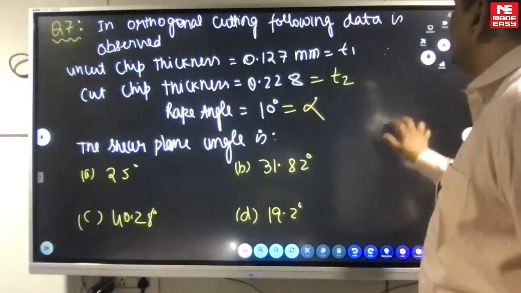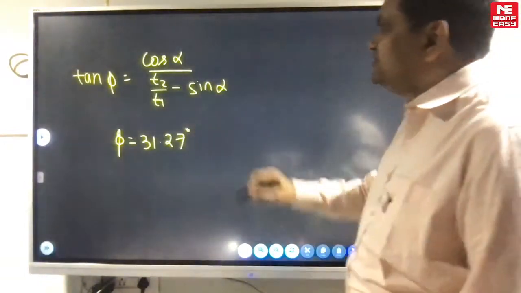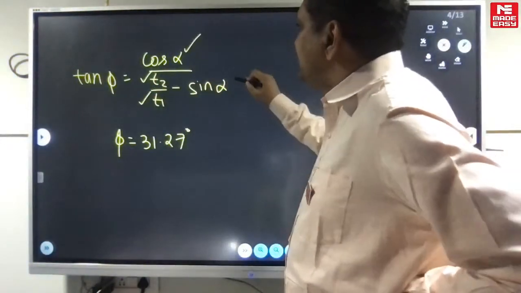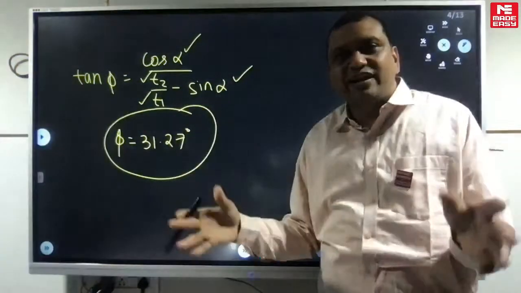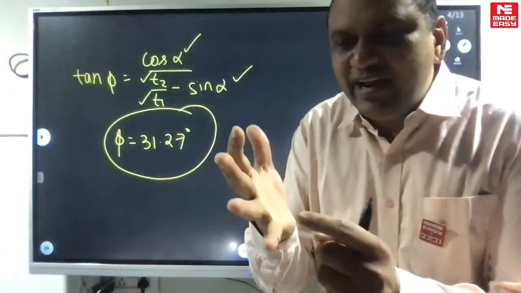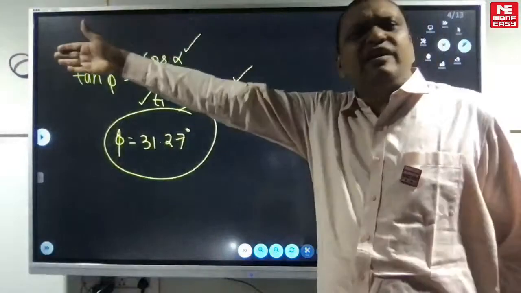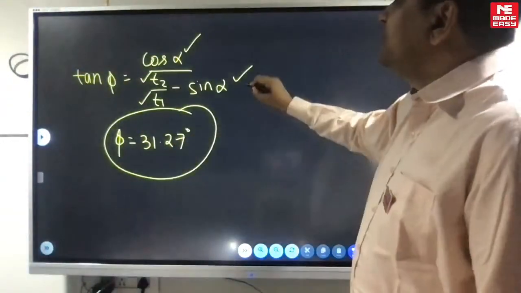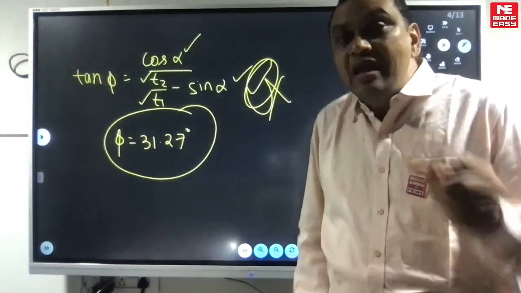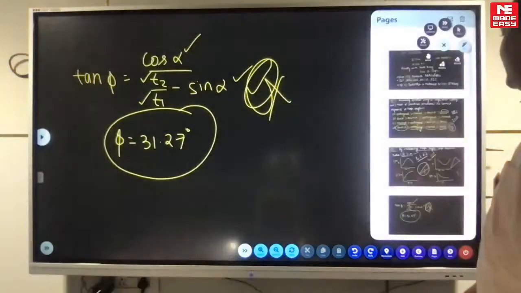So in this, what formula do we use? This one. Because T2 is given, T1 is given, rake angle is given, calculate phi. Direct formula. When T1 and T2 are given to you, don't go to Ernst and Merchant and Lee and Shaffer. Directly use this formula to get the answer. But suppose T2 is missing. That is the next question.